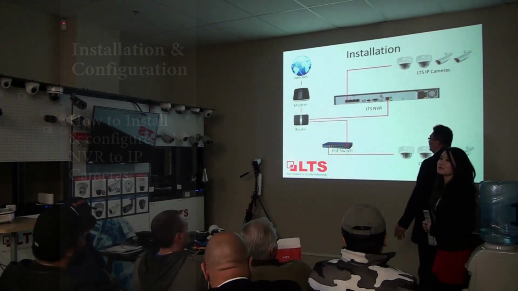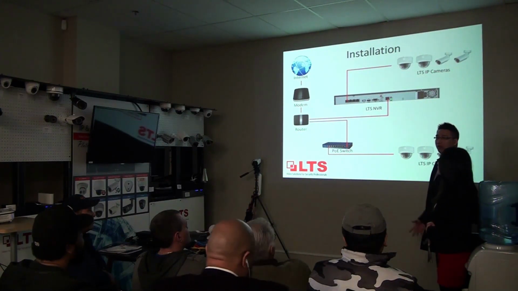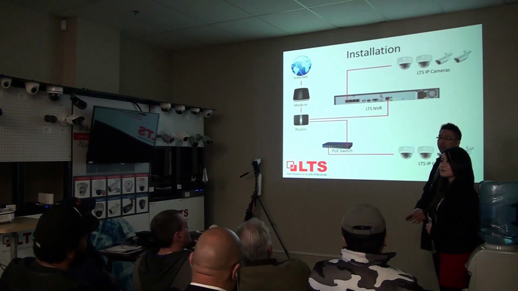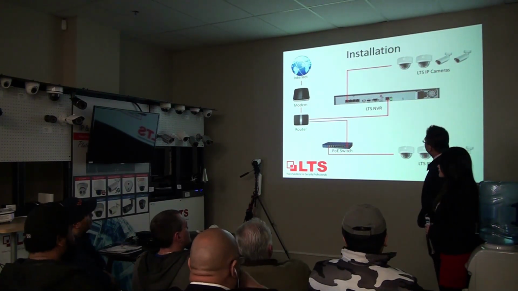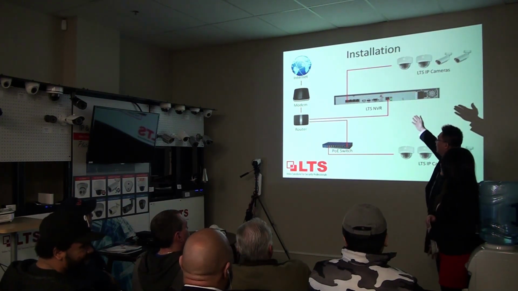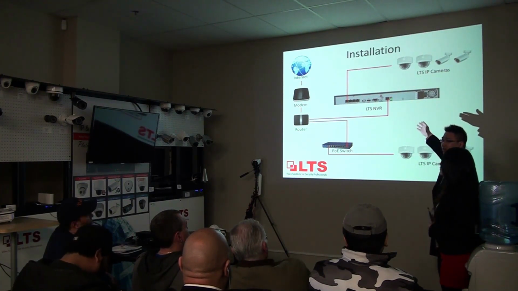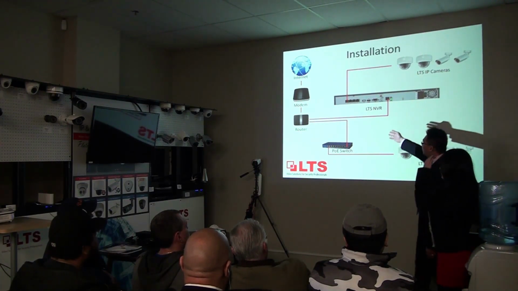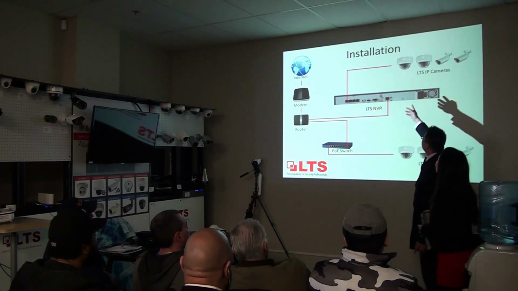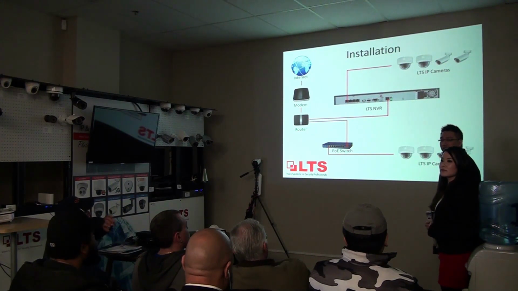Okay, this is a diagram to show you a general idea of how you're going to install the NVR and the IP cameras. You have your NVR in the middle here. The first thing you have to do is connect the NVR to the router. If you're going to be using the built-in PoE switch, which is over here, all you need to do is connect the cameras straight to it, just like an analog system, without doing any configuration. And the NVR will pick it up automatically.